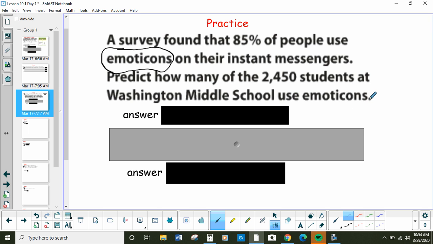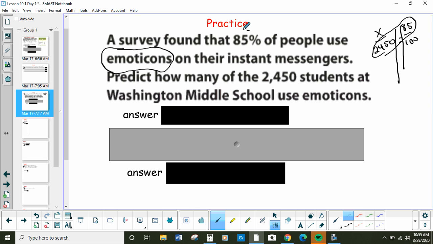85% of the people use these. So how many if it's 2,450? Well, we have two choices here, right? 85%, anytime you see percent, you could always use percent proportion, right? Percent goes over 100 and is goes over of. So in other words, what is 85% of 2450? So cross multiply and divide, right? Make sure you multiply 2450 by 85, not by 100, and then divide by 100 after that.